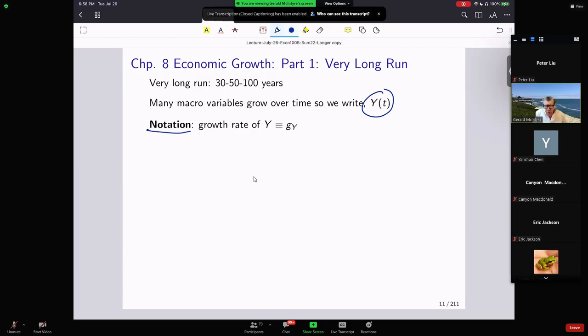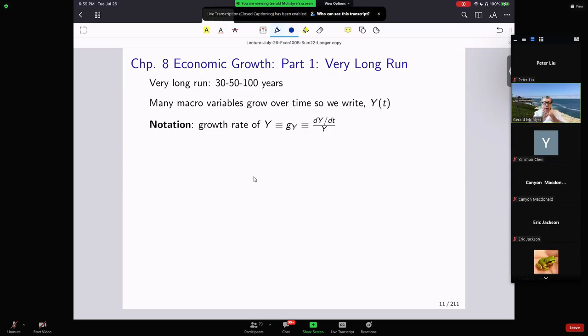The growth rate of Y will be this symbol defined. Remember, three bars is a definition. G sub Y. The G stands for growth, and the subscript stands for the variable whose growth rate we're looking at. So this term G sub Y can be thought of as the time derivative of Y divided by Y. The numerator of this expression, the derivative of Y with respect to time, tells us how much Y changes over a small increment in time. That's the numerator. Divided by Y itself tells us the growth rate.